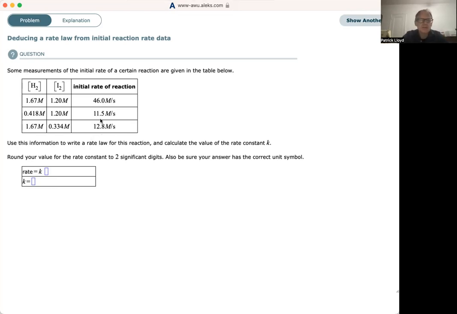So in this reaction, we're going to do a couple things. One is we're going to figure out what the rate law is, meaning we're going to figure out what the exponents are, but we're also going to find what the value of the rate constant is, along with its units. Okay, so here's how we'll go about it.